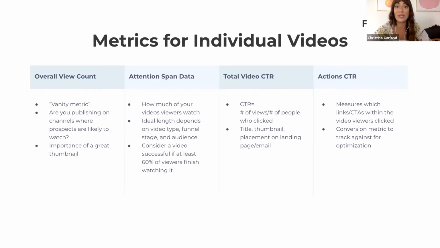So if you find that your video counts are low or begin to drop, revisit your distribution strategy. Are you publishing on channels where prospects are likely to watch? Are you using interesting titles and thumbnails? A thumbnail really is the difference between someone clicking play and totally ignoring your video, so make sure you choose wisely. Attention span data shows you how much your video's viewers watch.